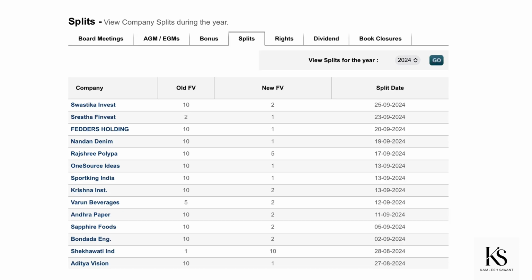Now we will see some of the recently declared stock splits. Swastika Invest has declared split. Old face value was 10, new face value is 2. Split date is 25th September 2024. One Source Ideas has declared split. Old face value was 10, new face value is 1. Split date is 13 September 2024. Sapphire Foods has declared split. Old face value was 10 and new face value is 1. Split date is 5th September 2024.